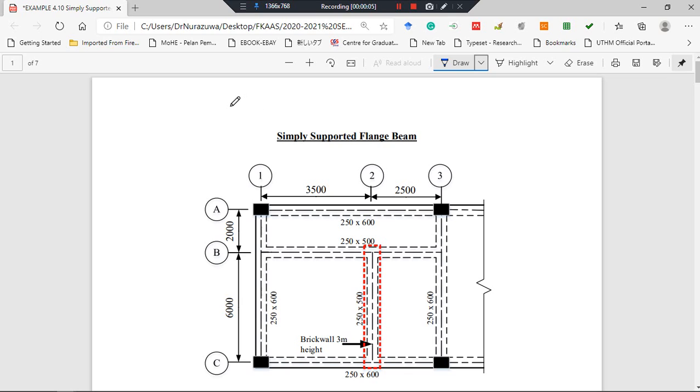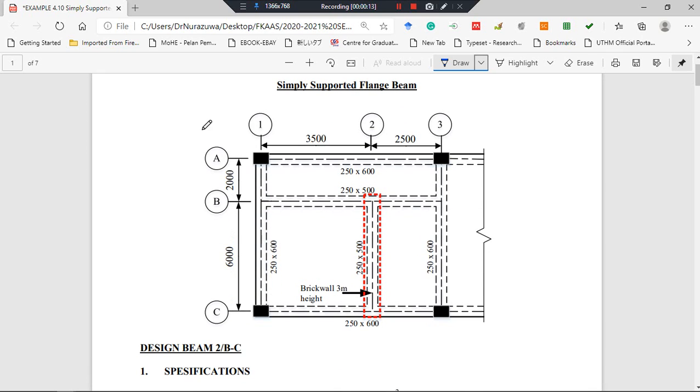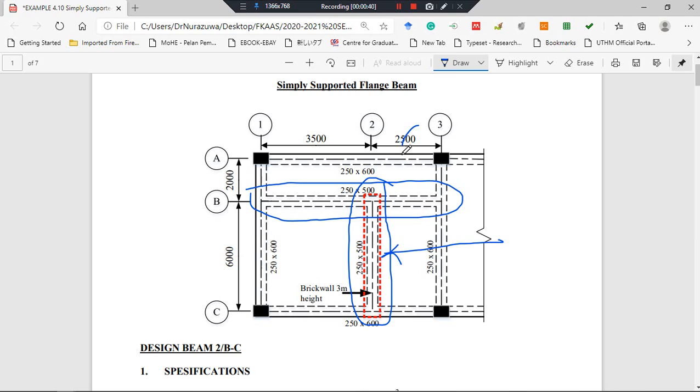This is example 4.10 for the simply supported flash beam. This is the figure of a layout plan, the beam layout plan. This is a simply supported beam. So this here is also a simply supported beam. From this plan, you can define this as a simply supported beam. This is also a simply supported beam. And this beam is the secondary beam, and this is the main beam to this beam.